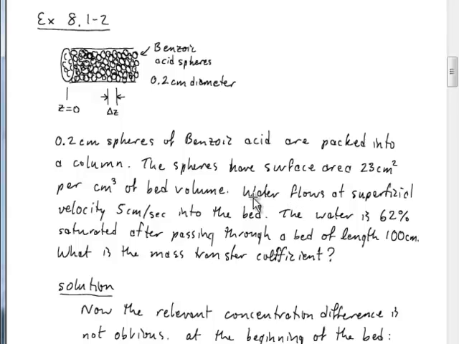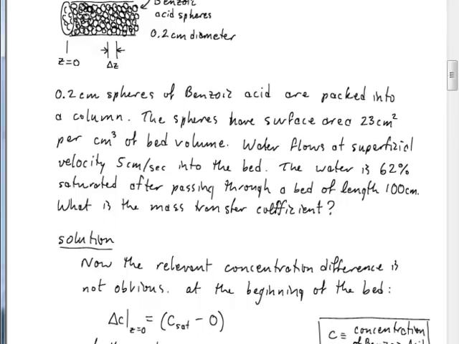And so now we're going to also assume that the water is flowing at a superficial velocity of 5 centimeters per second. So that's the volumetric flow rate divided by the cross-sectional area. It gives you this number. And the water is 62% saturated after it's passed through a bed of a given length, 100 centimeters in this case. Again, the question is, what is the mass transfer coefficient?